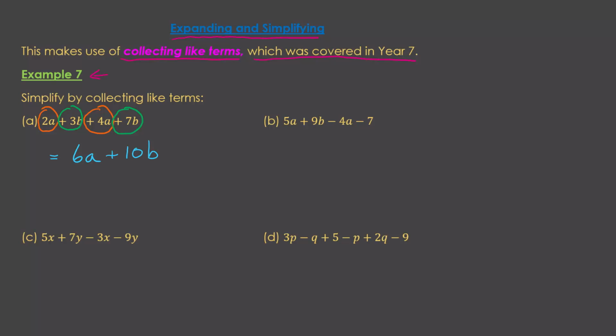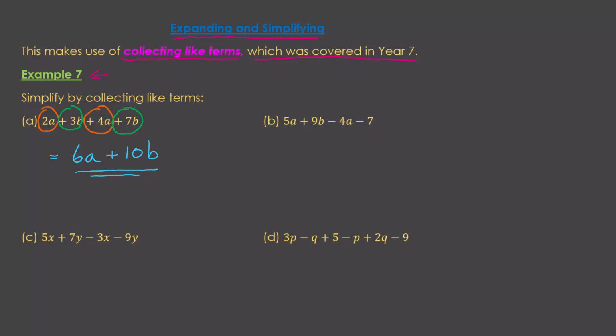10b's. We can't put the a's and b's together when we're adding and subtracting. We've seen in earlier examples that we can put these together by multiplying, but we can't do so by adding. They're different things, and therefore 6a plus 10b is the simplest form.